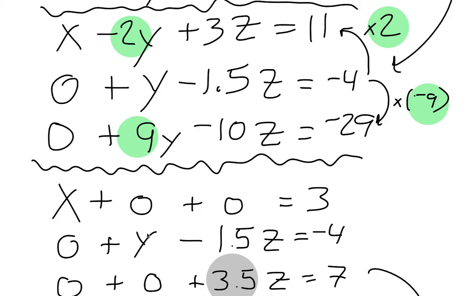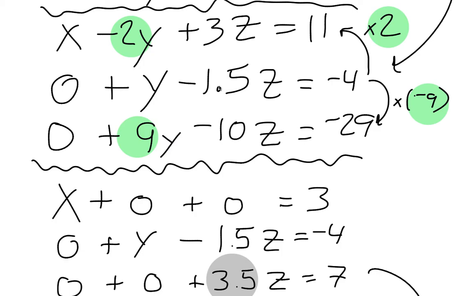We're going to do the same thing down here. We're going to arrange to get this 0. In order to get this 0, we have to take the middle equation and multiply it by -9 to add it to this positive 9y to get 0. So negative 9 times negative 1.5z is, what is that, positive 13z plus negative 10z. It gives you the positive 3.5z.